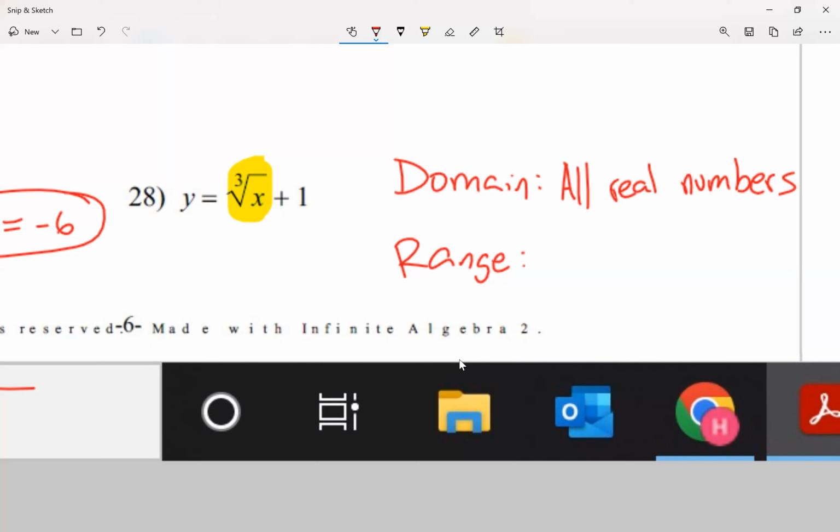All real numbers. Now for my range. My x is going to be very, very low if it's a negative x. It's going to be very, very high if it's a positive x. And then plus 1. My plus 1, to be honest, in this case, does not do much, because there's no restriction on my x value. I can get really low values or really high values. There's no restriction on my y value either. I'm going to call this all real numbers.